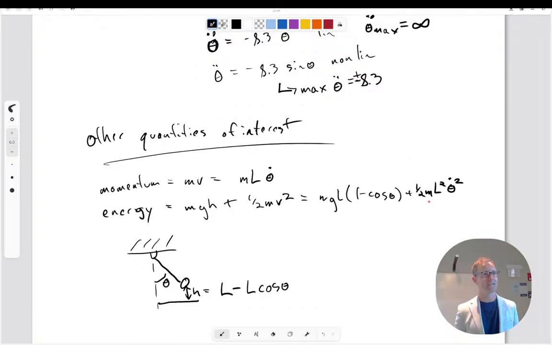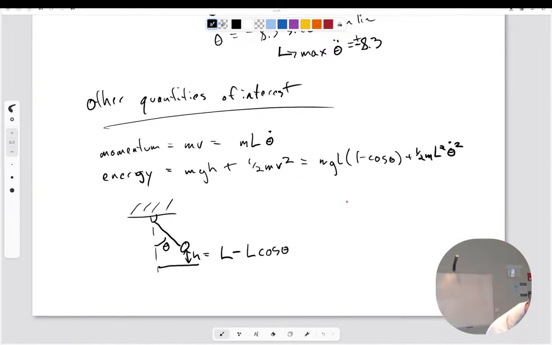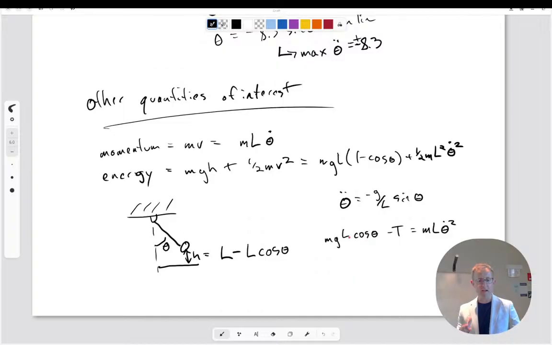It would just be the force of tension. Yeah. So our equation of motion was G over L sine theta, but we also have mgl cosine theta minus T equals ml theta dot squared. So we have an equation for tension too. And that might be an important distinction: is it okay to use a linear versus a nonlinear model if the tension value is very different?